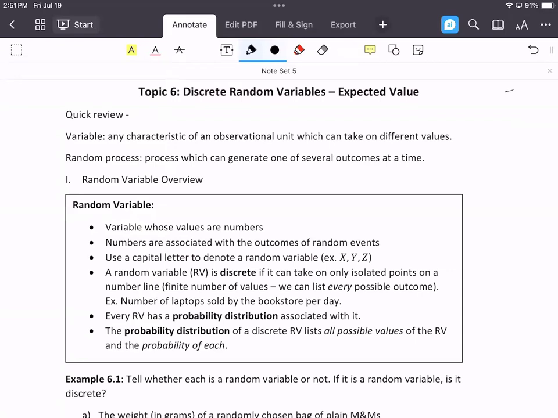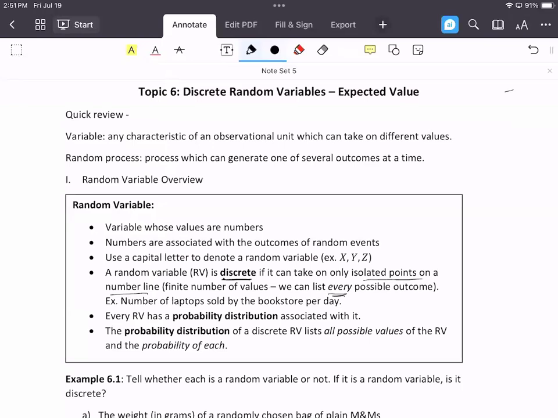A random variable is called discrete if it can take on only isolated points on a number line. So there are a finite number of values, and we can list every possible outcome. Sometimes you'll hear it referred to as being countably finite. For instance, the number of laptops sold by a bookstore each day, we could count the number of laptops that were sold. So to be a discrete random variable, you need to be able to list every possible outcome of that random variable.